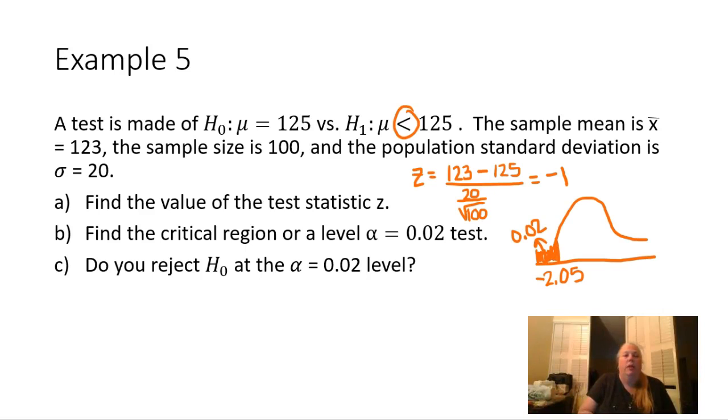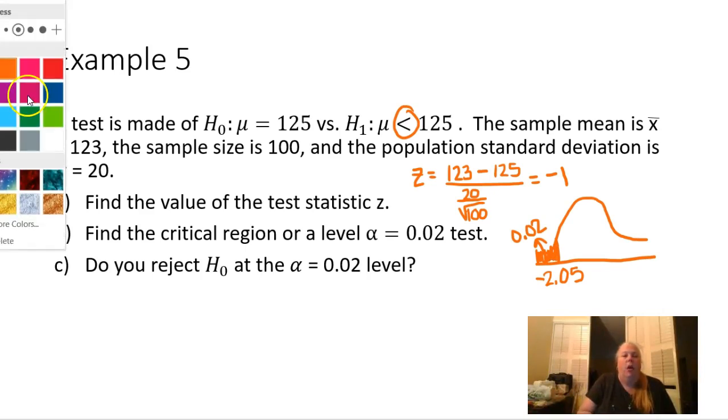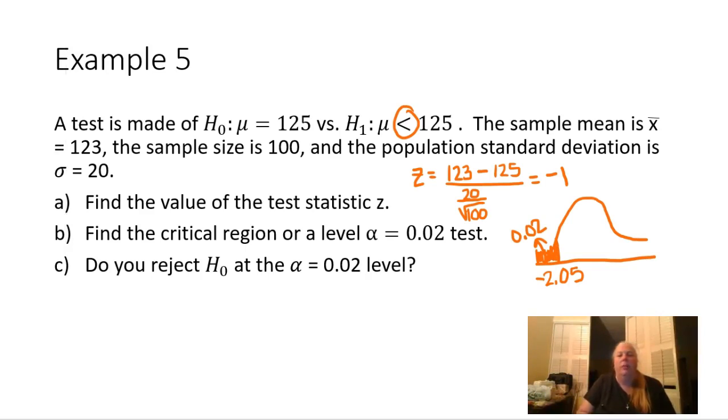All right, now, part C. Are we going to reject or are we not? Let's find out. Our test statistic was -1. Our critical value is negative 2.05. So the question becomes, is -1 less than negative 2.05 and over here in the orange area, or is it more than negative 2.05 and over here in the white area?